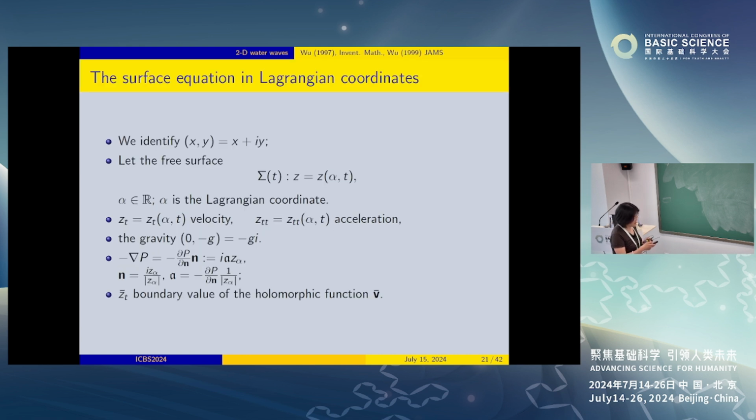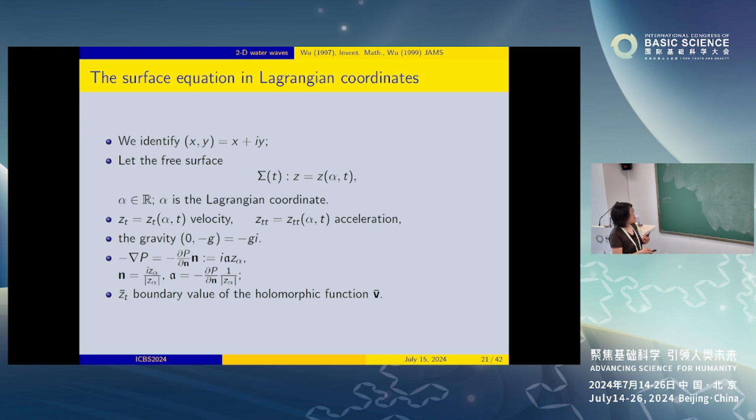So we write down the interface equation. The difficulty with the water wave is that it's a moving domain, and we don't know how to solve that. We hope to fix the domain. In fact, we are just going to solve it on the interface, because once we know the information on the interface, we can solve it inside. This is just in 2 dimensions, so we identify (x, y) with x plus iy. We use complex variables.